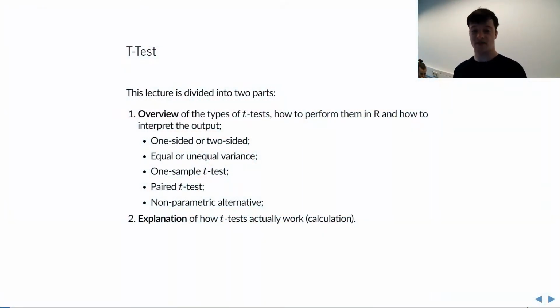Okay, so t-test, I'm going to talk about it in 2 different parts. First one, I'm just going to give an overview of the different types of t-tests there are and why you would use the different types and why the default is the default, how you can do it in R, and how you can interpret the output. And in the second one, I'm going to explain what's actually going on and why this is the way that we compare two group means.